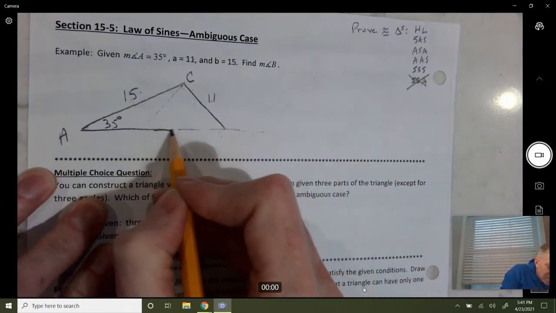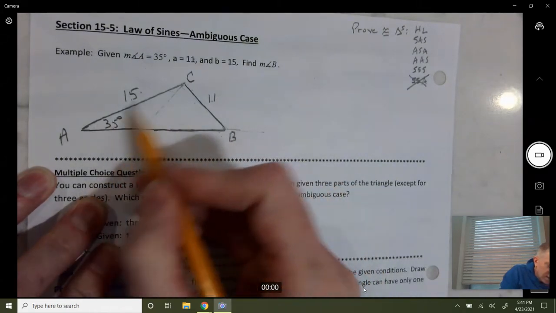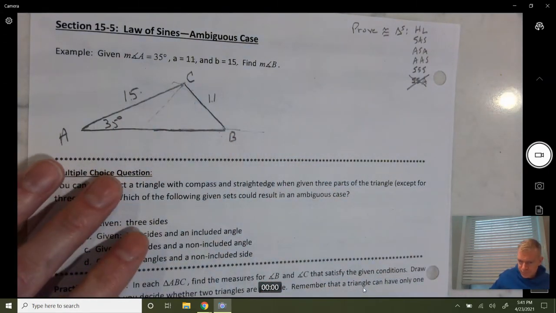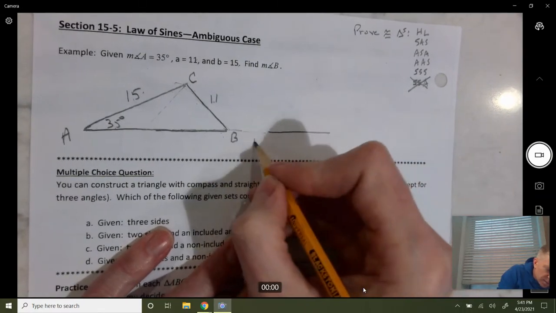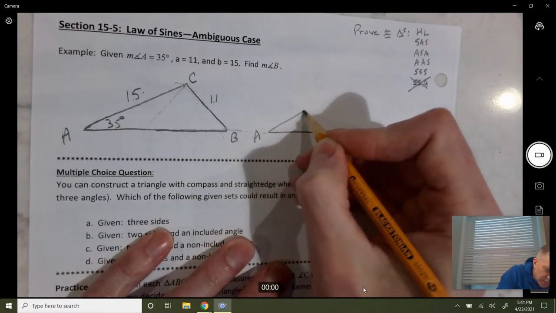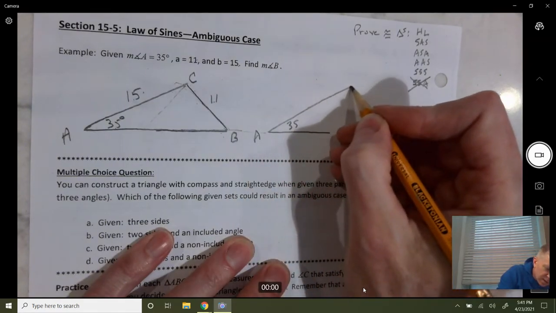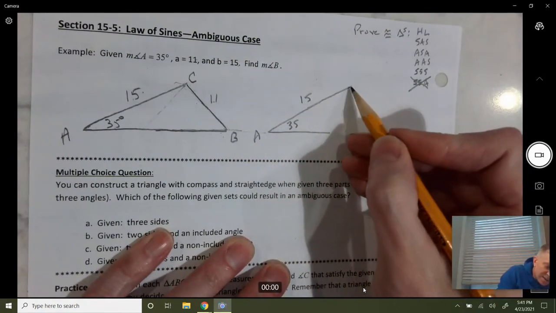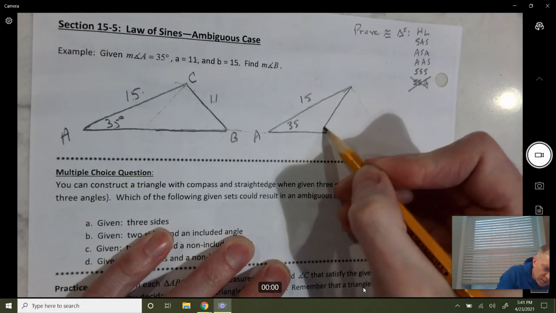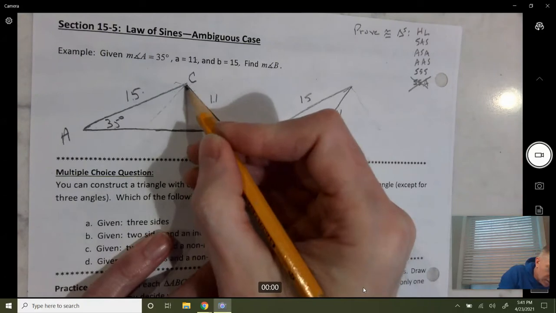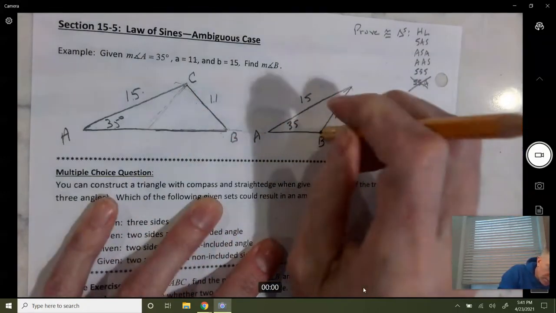Okay. If I drew a second triangle, this would be B. And instead of drawing it this way, let's draw this the same. So here's my A. This is still 35 degrees. Let's make that 15. And this side's still 11, but instead of going over here to draw my 11, I'm going to go this way to draw my 11. Okay? And then I'm going to put the B side over here.